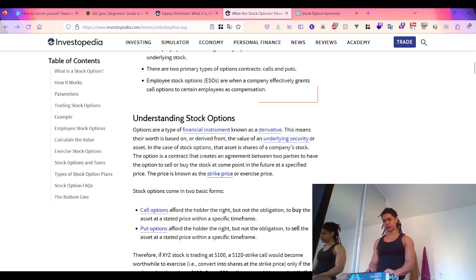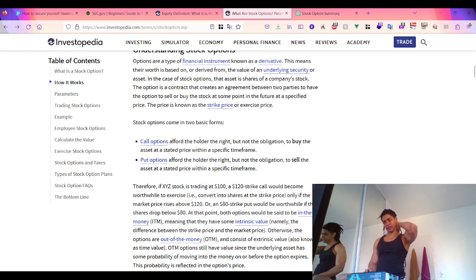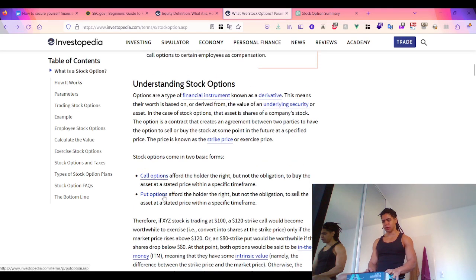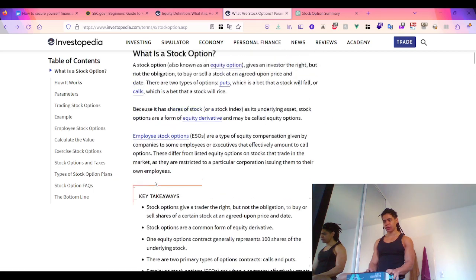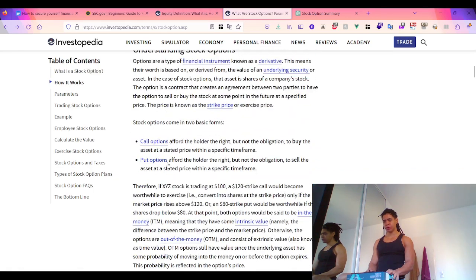Exactly. So the option is a contract that creates an agreement between two parties to have the option to sell or buy the stock at some point in the future at a specified price. The price is known as the strike price or exercise price. So stock options come in two basic forms: call options and put options. They afford the holders the right but not the obligation to buy the asset at a stated price within a specific time frame, or to sell it. So calls are purchase orders and puts are selling orders.